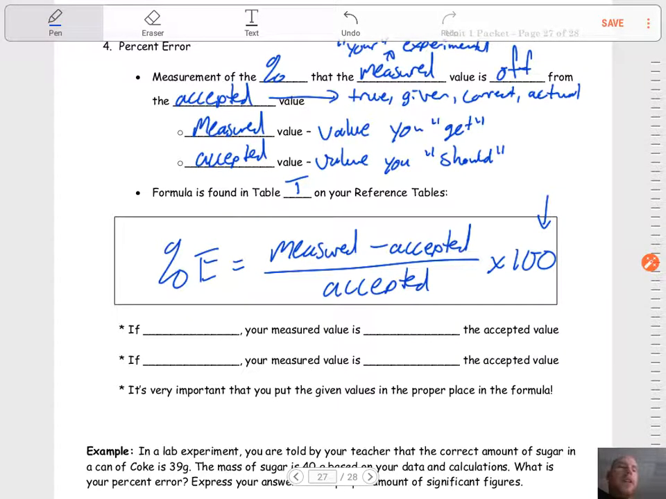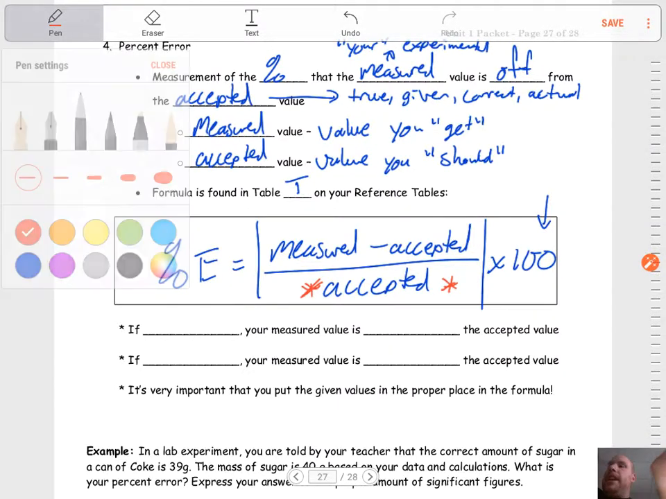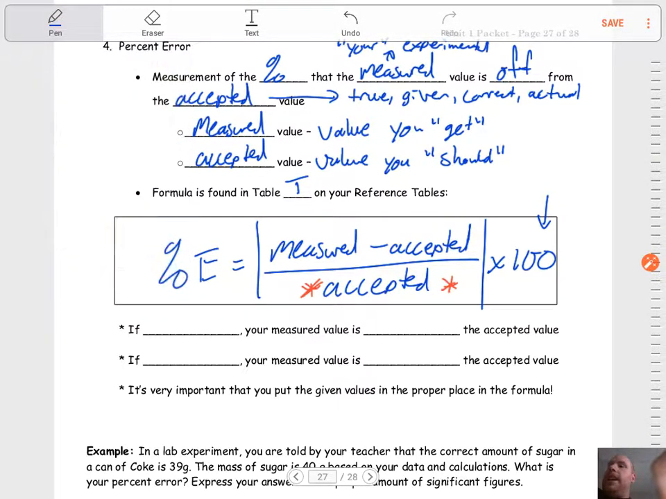Now, a lot of times this is absolute value here. It doesn't matter, guys, if the measured is first or the accepted is first on the top. I typically will just do the bigger number first. The big thing you got to remember, though, is that the accepted value goes on the bottom, okay? So if you get a negative percent error, your measured value is less than. That just means you came up short. Okay, that's all that means, is that you're less than the accepted value.